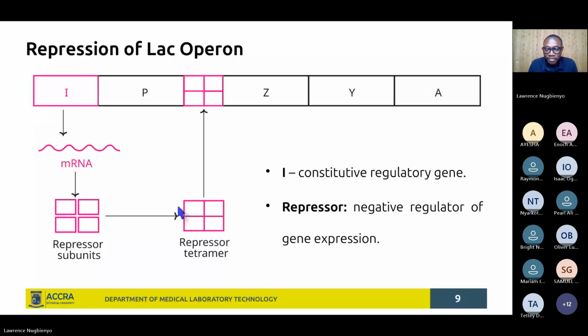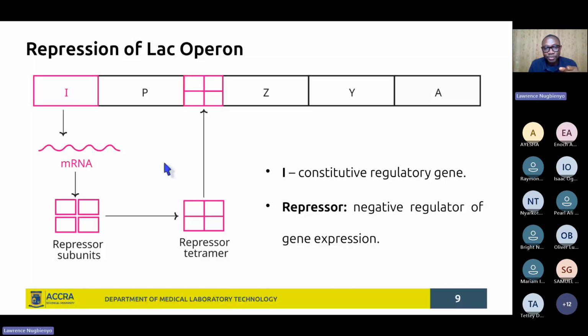produced. Now, in this case, with what we looked at from the beginning, it means the repressor is what? A negative regulator. And it also means this type of gene regulation is negative regulation. That's what it means.